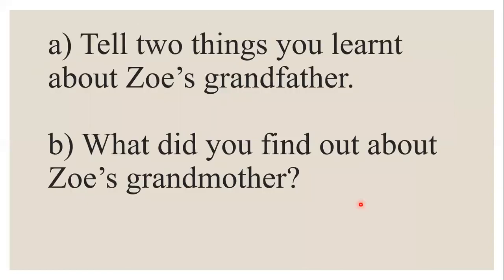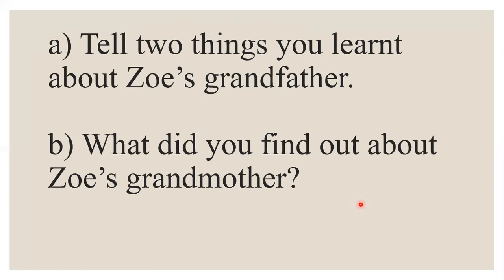All right, so over on page 36 now. A, you're going to tell two things you learned about Zoe's grandfather. You learned his full name is Tony Rohan Ball. He also told us his birthday, June 10. He told us that he came from Cuba and he left Cuba in 1953. So there are so many things that Grandpa said right here. So you can name any two.